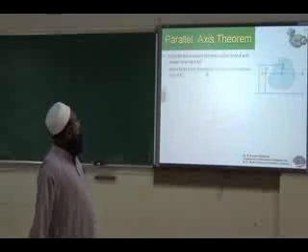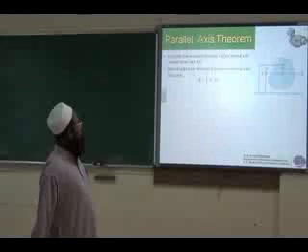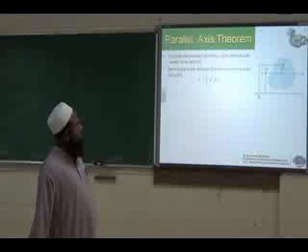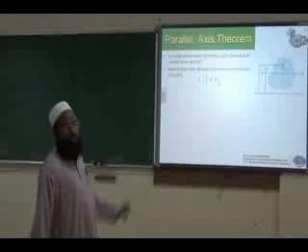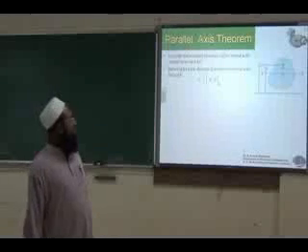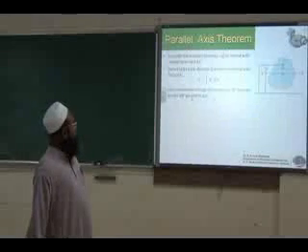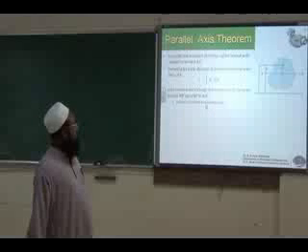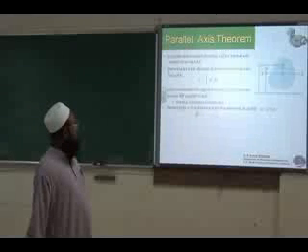For that we use the parallel axis theorem. So about AA dash, the moment of inertia is the integral of y square dA, the formula which we already derived. Now we consider BB dash parallel to AA dash. So this axis is known as the centroidal axis.